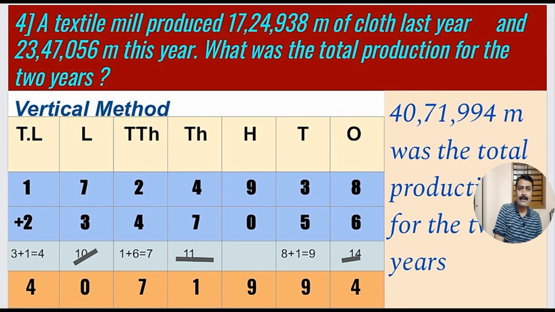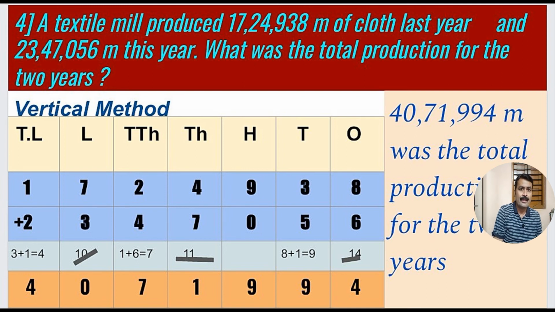Now first number we arrange there, 17,24,938. So we arrange 8 in ones, 3 into tens, 9 into 100, 4 into 1,000, 2 into 10,000, 7 into lakh and 1 into 10 lakh. After arranging that first number, we take plus sign there and we have to arrange second number. So while arranging second number, we start opposite way. So starting from ones place 6, we arrange below 8 there.